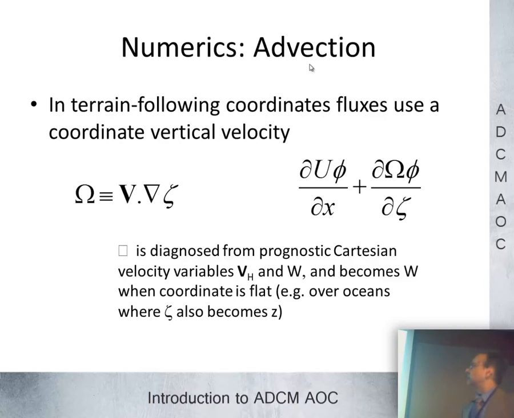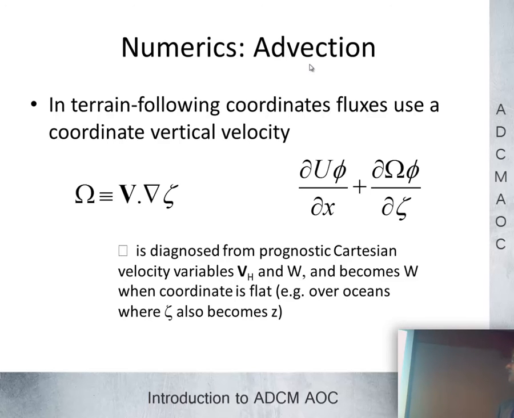So in terrain following coordinates, the fluxes use a coordinate vertical velocity to allow you to put them into this kind of a simplified flux form. So it's only really the horizontal parts and the vertical part which uses omega, and omega is just v dot del zeta, zeta being the coordinate value, and it turns out that, and this should say, omega is diagnosed from prognostic Cartesian velocity variables vh and w, and becomes w when the coordinate is flat. For example, over oceans where zeta also becomes z.